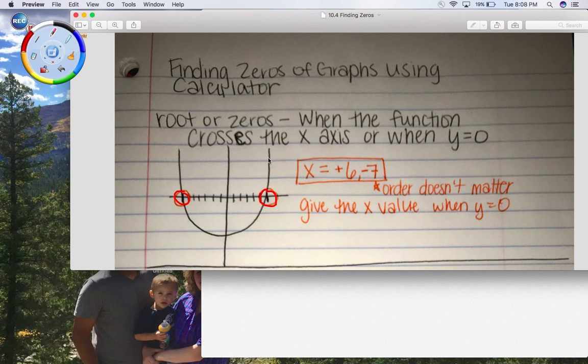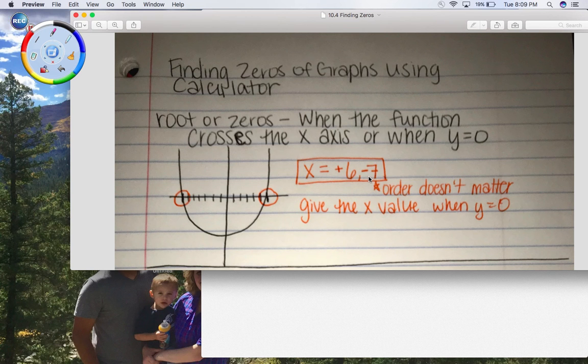It's when the function crosses the x-axis. So remember, this right here is the x-axis, and it's also when y equals 0. So if you look, and I'm going to erase those two circles, when it crosses at -1, -2, -3, -4, -5, -6, -7. So notice that's x equals -7. And then this one is 6: 1, 2, 3, 4, 5, 6. So my x values are 6 and -7.